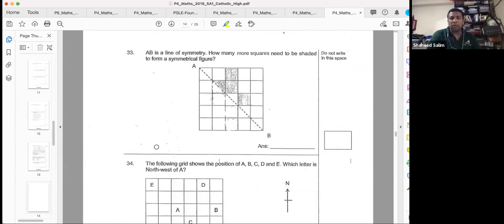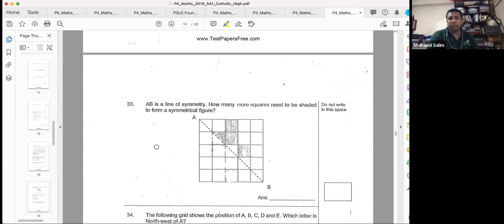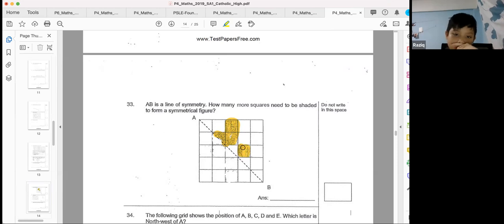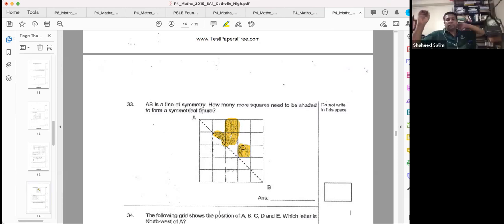All this on down here. How many more squares need to be shaded? Let's say it's all shaded here. I shade for you the original one. It's like that, yellow like that. Imagine lah, it's all inside the box. You shade the other side. Can you shade the other side?